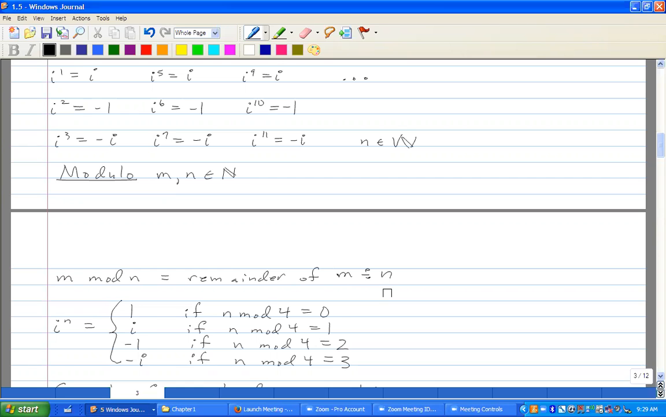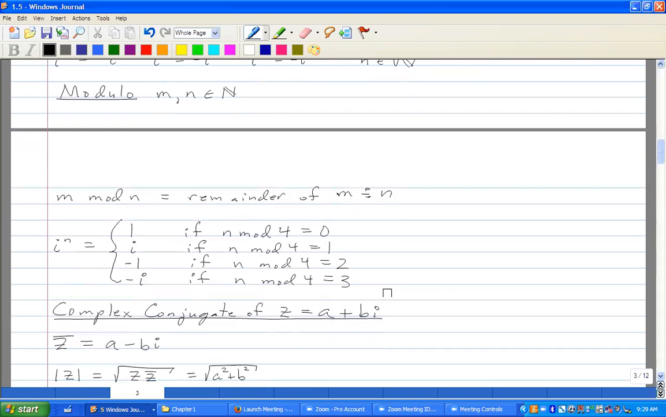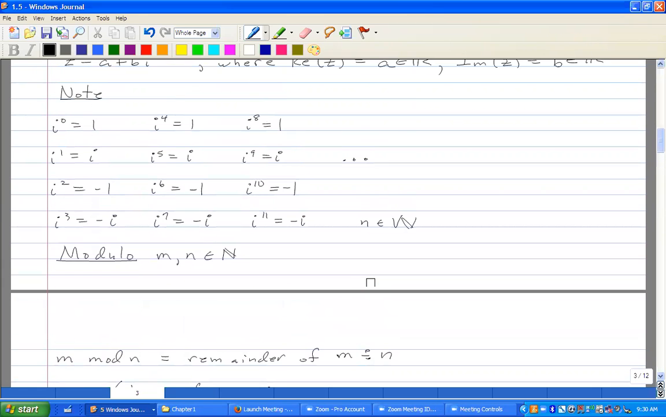So i to the n is equal to 1 if n mod 4 is 0, i if n mod 4 is 1, -1 if n mod 4 is 2, -i if n mod 4 is 3. So you notice that if you divide each of these exponents by 4, then it looks like one of these. And so this is the pattern.